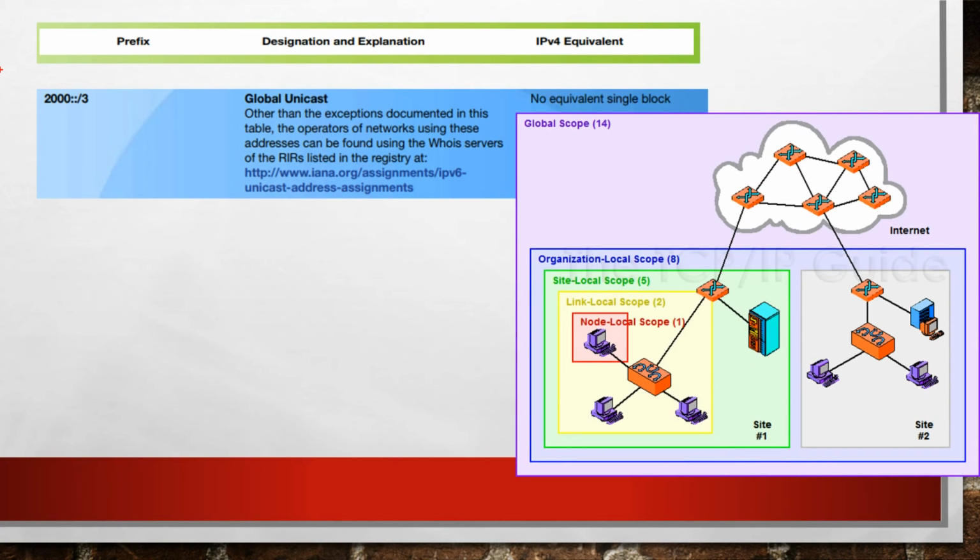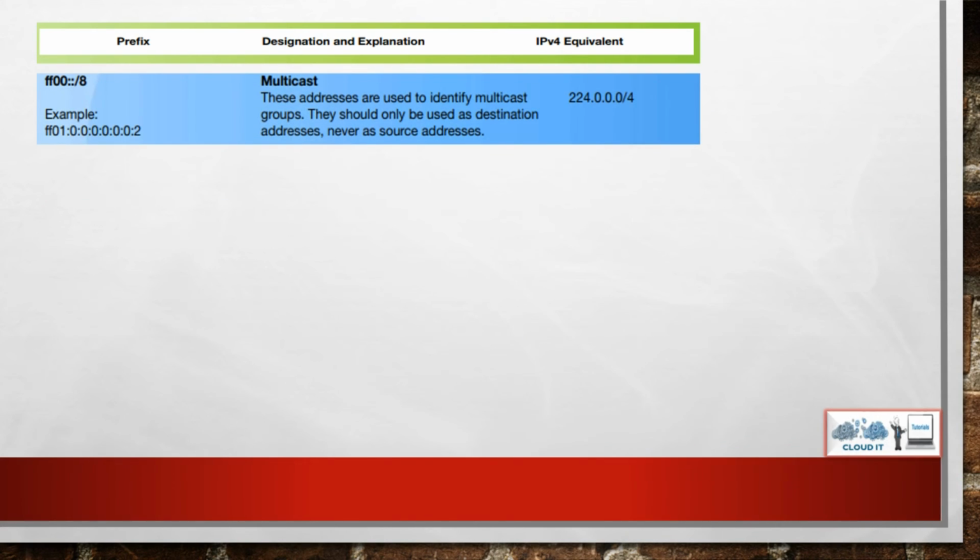Next one is the global unicast address, and it's like the IPv4 public internet IP block, but it has no equivalent single block in IPv4. This global unicast address can be routed within the internet, so these have a very wide scope, like the public IP in IPv4.